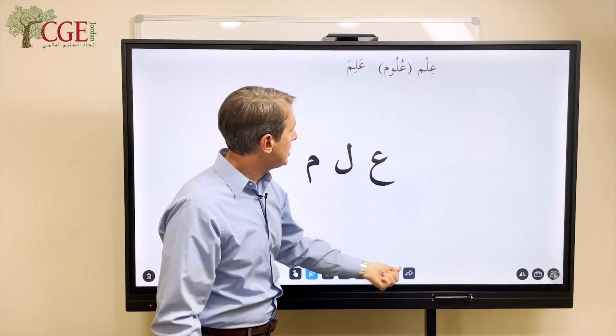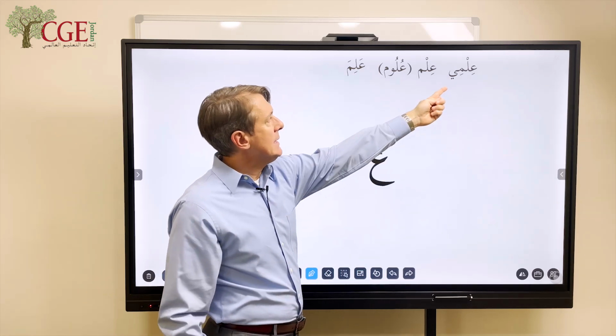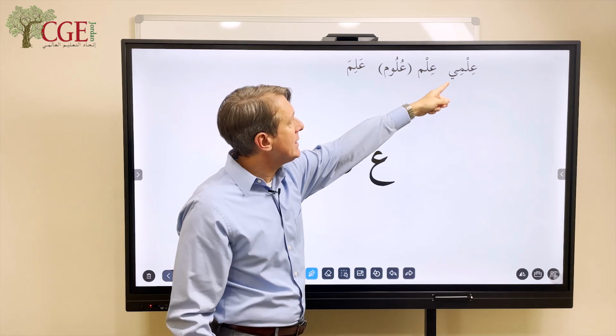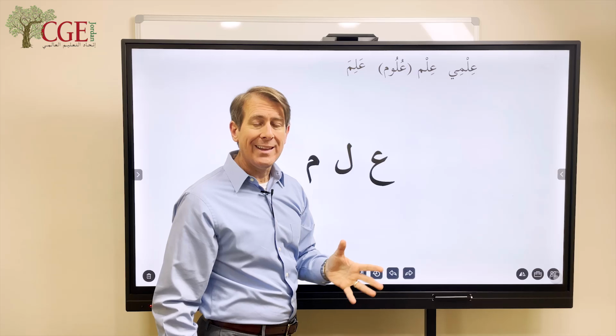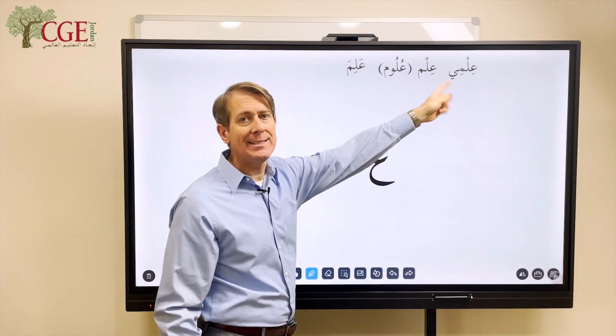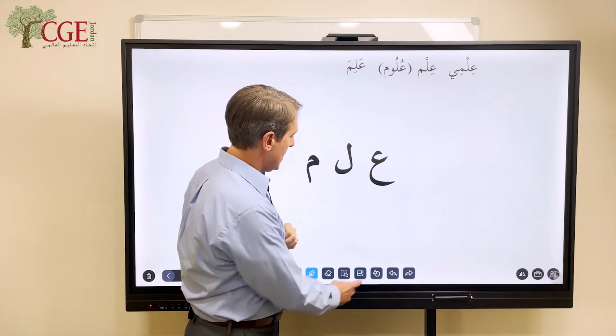All right. Let's look at another word that comes from this root, ilmi. So ilm, if we put the ya on the end, what do we get? We get the adjective from it. So instead of science, we have scientific. Okay, scientific. That's what that means.